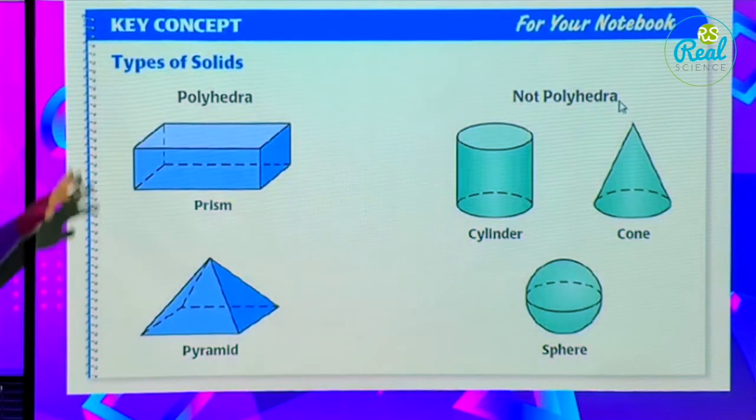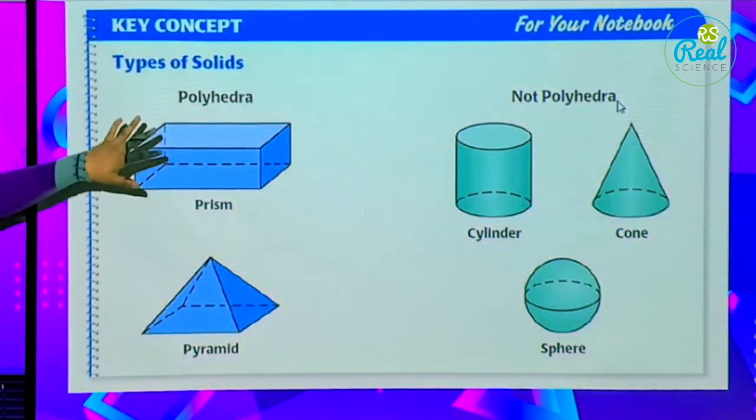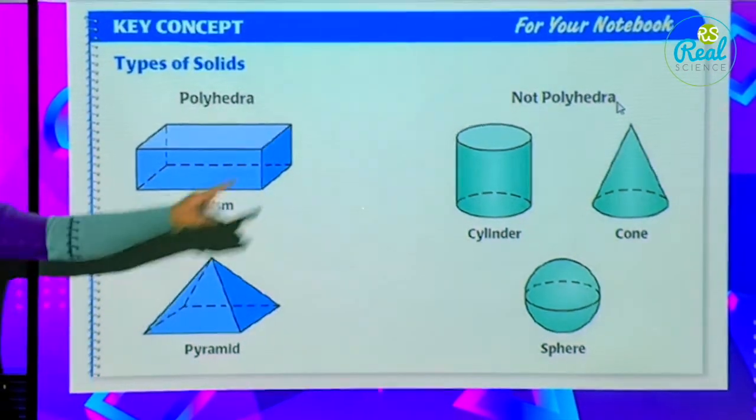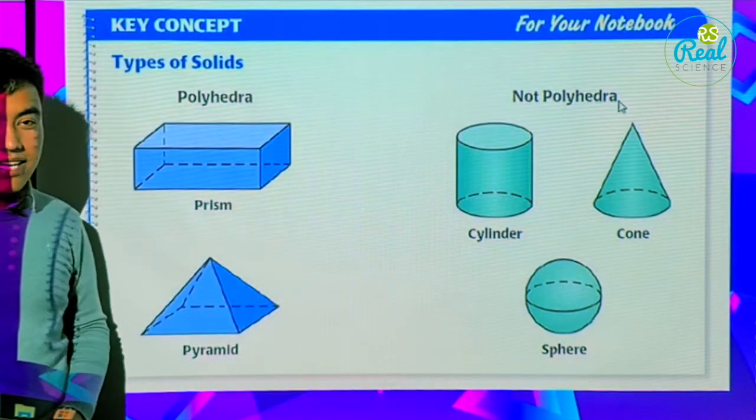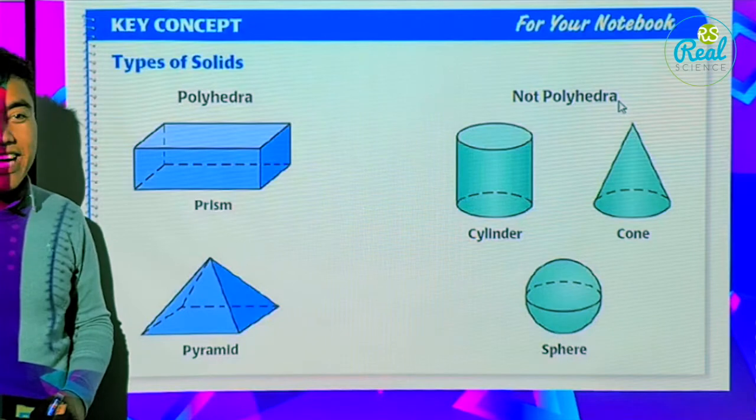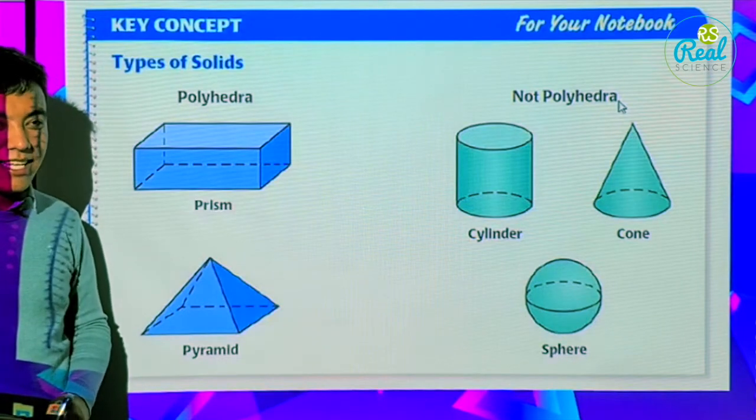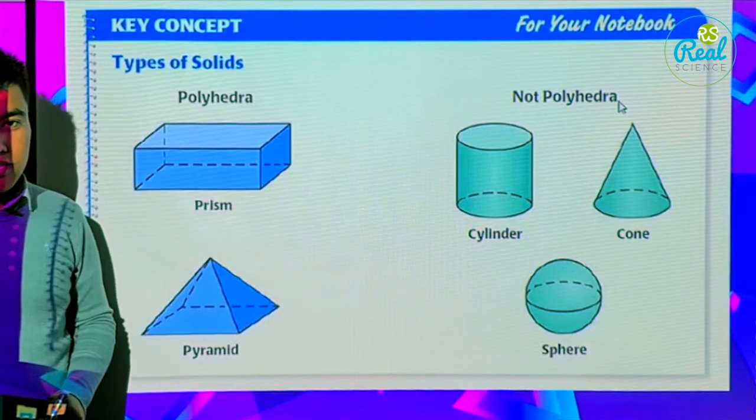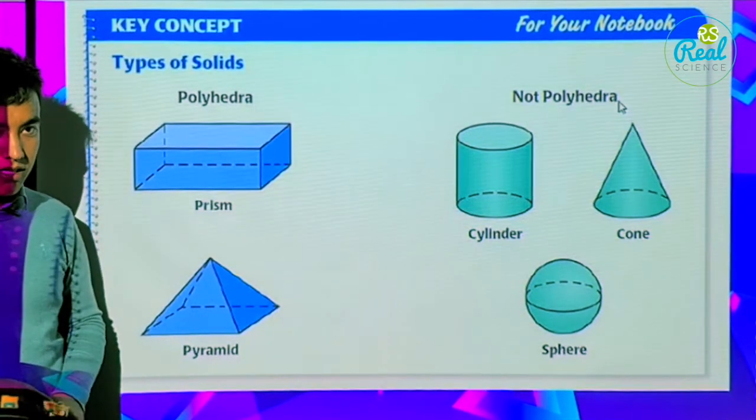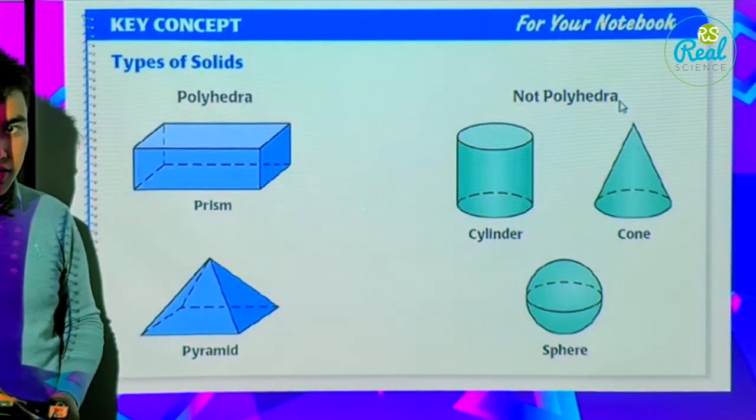And here are examples that are not polyhedra. Why? Because they don't have faces. They are circular figures. Yeah? Circular figures. Did you understand the meaning of this one? Circular figures.